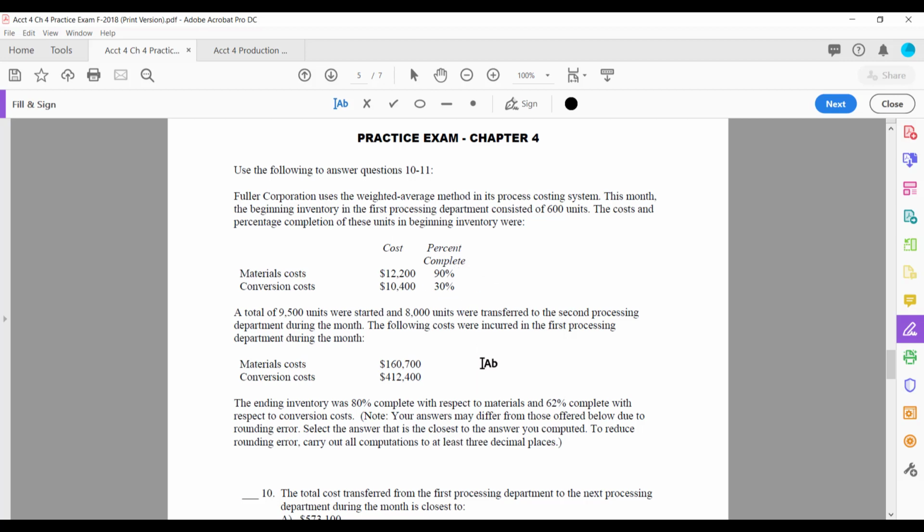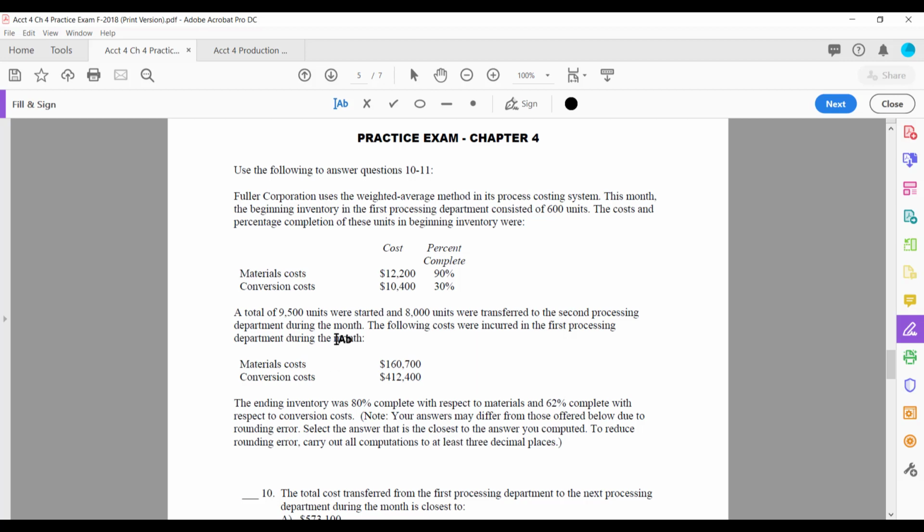And then further it says a total of 9,500 units were started and 8,000 units were transferred to the second processing department during the month. So we started work on 9,500 extra units in the month, but for that month as well, we completed 8,000 units that we shifted to the second processing department for that department to complete and start its work. It says the following costs were incurred in the first processing department during the month.